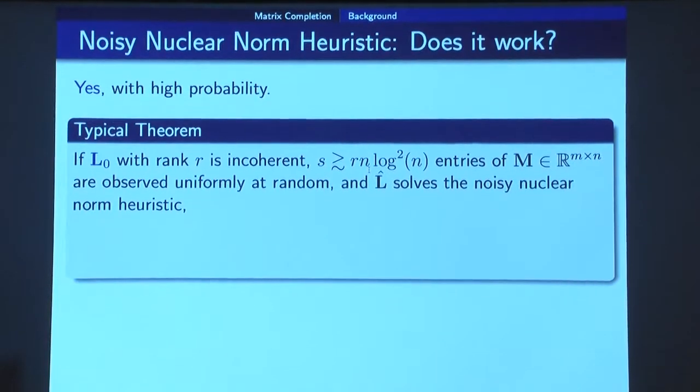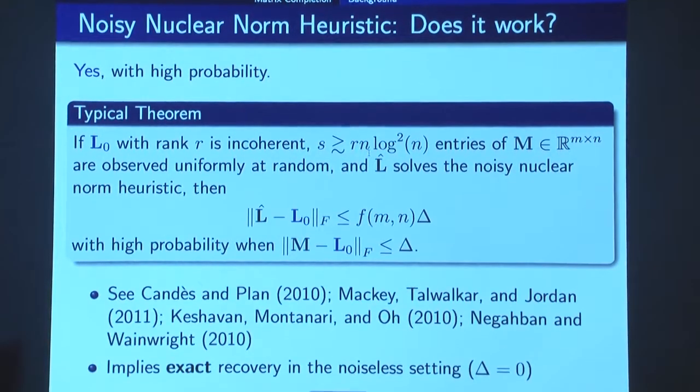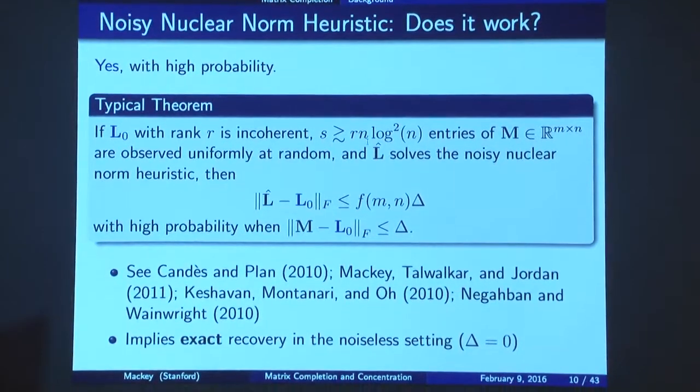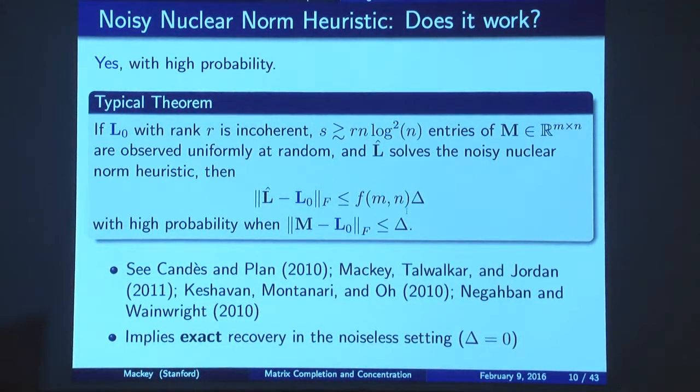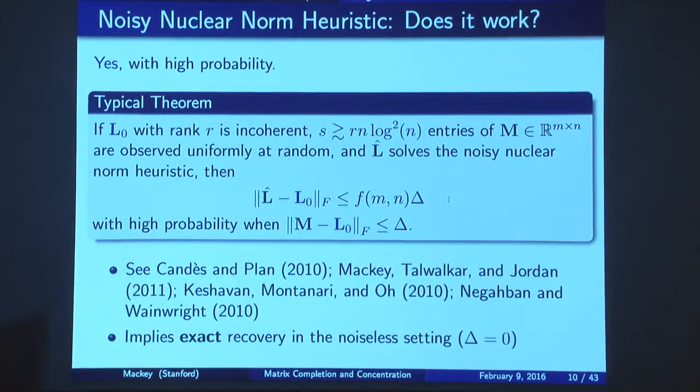and you solve this heuristic, and you get back an L hat for your estimate, then L hat is a good estimate for L0 in the following sense. If the noise level in your problem is delta, then your recovery error is delta times some factor that depends on the dimensions of the problem. And that factor changes from analysis to analysis. Different analyses give you different results there. But this is the flavor of the result. That is, if your noise level is delta, your recovery error is scaling with delta. And in particular, this implies exact recovery in the noiseless setting. That is, even though I'm seeing only a small fraction of the entries, I can exactly recover my matrix using this heuristic.